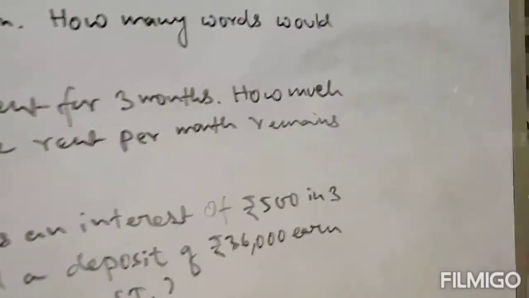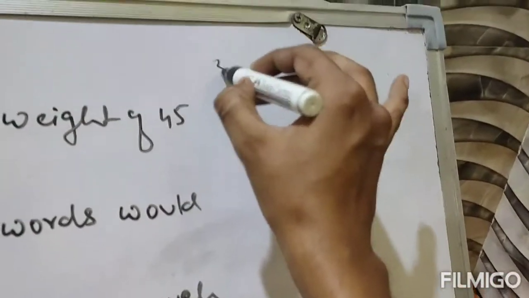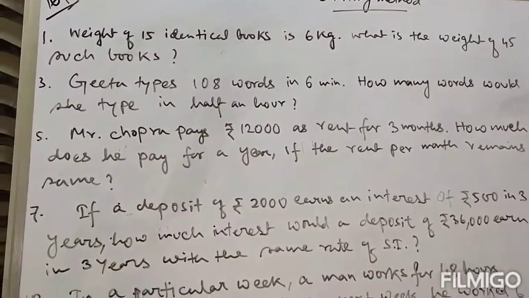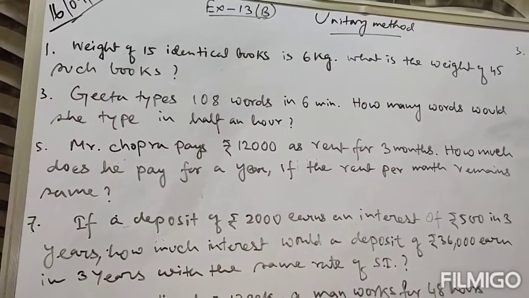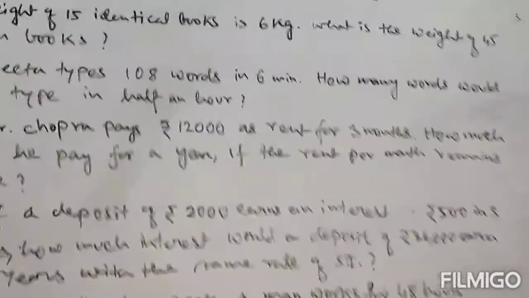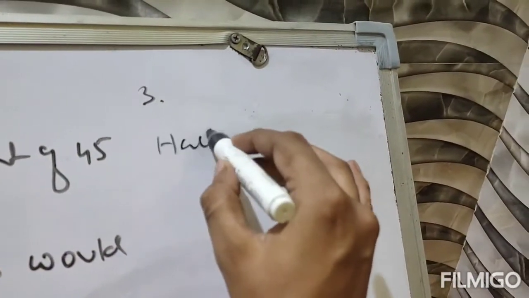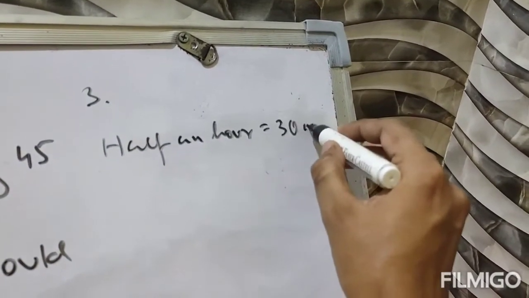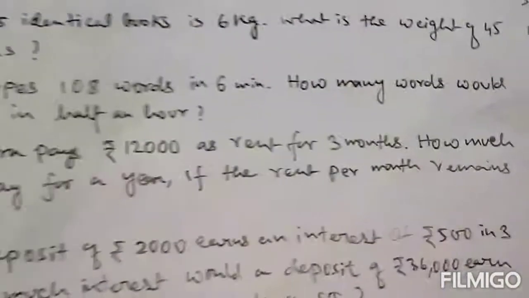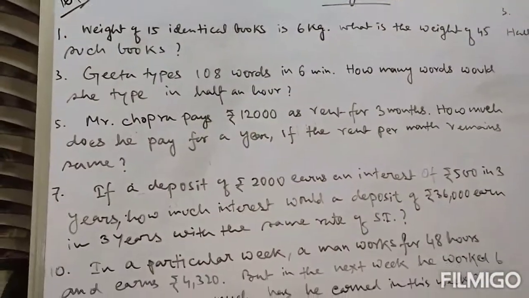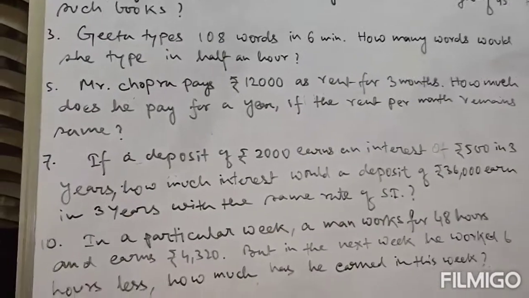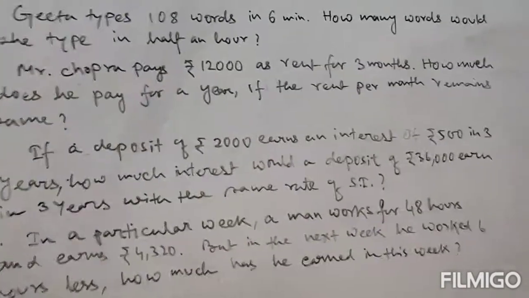Question number 3 says Gita types 108 words in 6 minutes. How many words would she type in half an hour? Half an hour means 30 minutes. So write here half an hour means 30 minutes. Therefore in 6 minutes she can type 108 words. So in 30 minutes how many words can she type? That is the question.